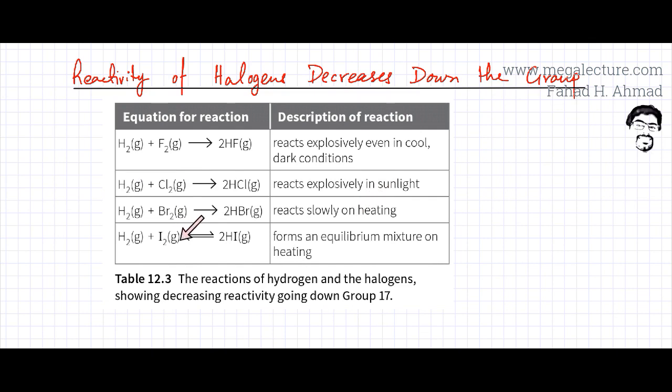And as you move even further down in the group, the reaction with iodine and hydrogen never reaches completion. It ends up in an equilibrium reaction, and it requires heating. The reason it reaches an equilibrium is because as soon as HI is formed, HI decomposes back again to form H2 and I2 again, because the HI bond is very weak. So starting with a very vigorous reaction, you end up with a very slow reaction which does not even reach completion and ends up in an equilibrium.